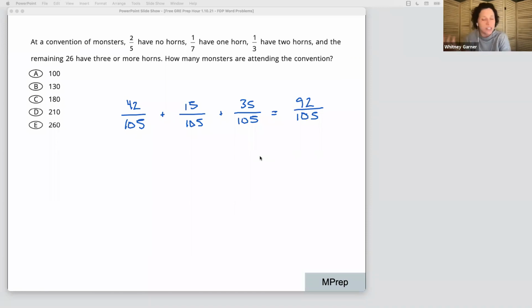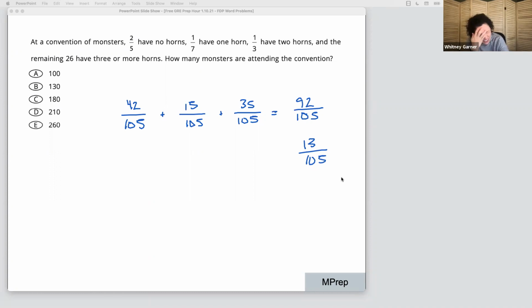What does that even mean? What is 92 over 105? It's definitely over half. It's almost a whole. But what does that mean in terms of the story? It's great, it's a fraction, but what does it even mean? Okay. So 92, if there were 105 monsters is really what this is saying. If there are 105 monsters, 92 of them would have fewer than 3 horns. So 2 horns, 1 horn, or no horn, which means the remaining 8 plus 5, so 13, those remaining 13 out of 105. So the difference, those 13 out of 105 have 26.